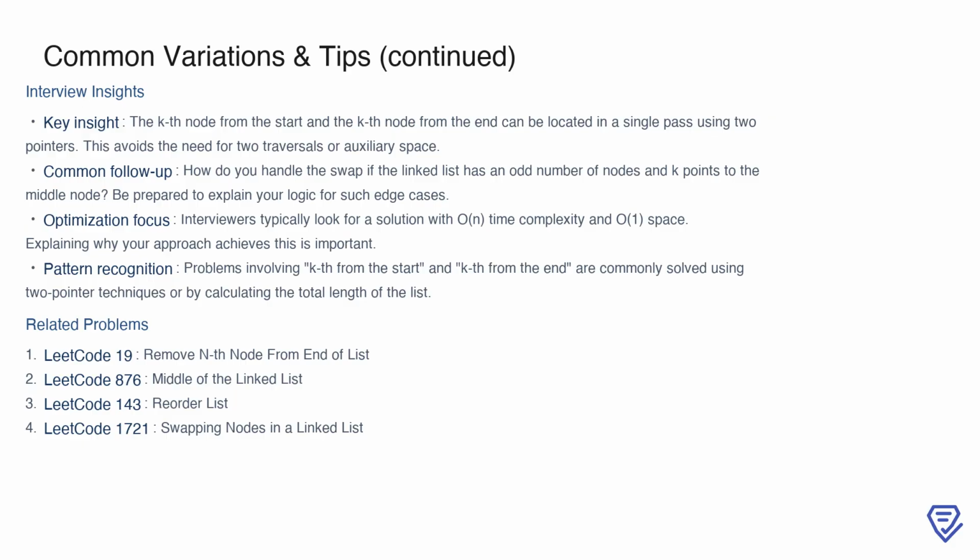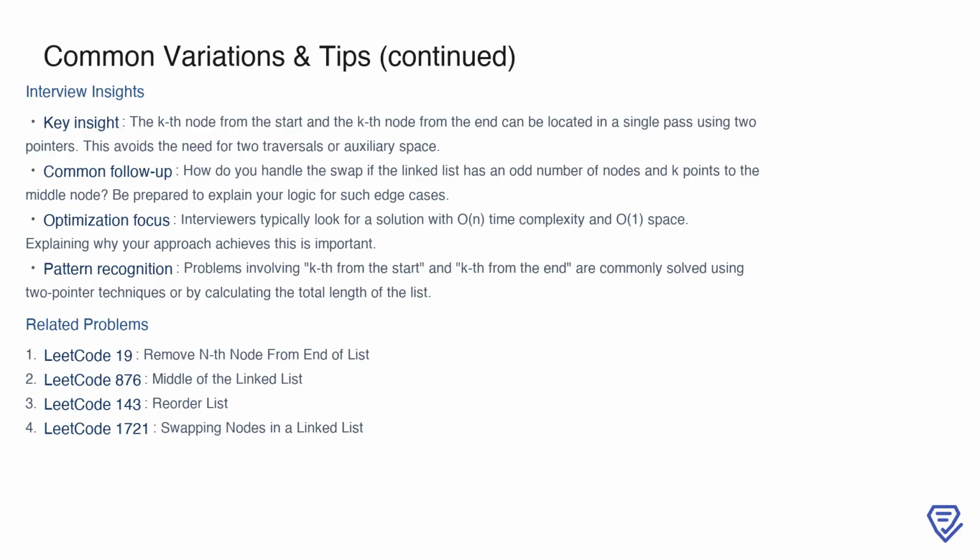Interviewers may also ask follow-up questions, such as how you would handle the scenario where the linked list has an odd number of nodes and k corresponds to the middle node. It's important to clearly explain your logic for such edge cases. Often, the discussion will center around achieving O(n) time complexity in O(1) space. Being able to articulate why your approach satisfies these constraints is crucial.